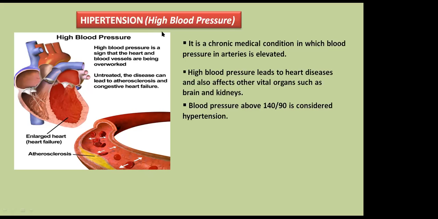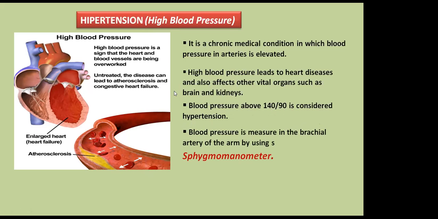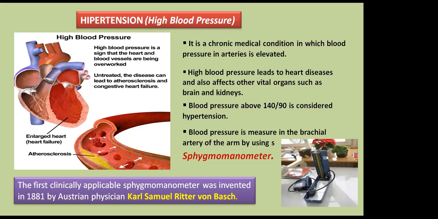We call the blood pressure high when it is above 140 by 90 mmHg; then it is considered hypertension. It is measured in the brachial artery of the arm by using a special machine called a sphygmomanometer. This is a sphygmomanometer. I hope you all are familiar with this BP machine. We used to call it a BP measuring machine, nothing but a sphygmomanometer. The clinically applicable sphygmomanometer was invented in 1881 by Austrian physician Carl Samuel Ritter von Basch.